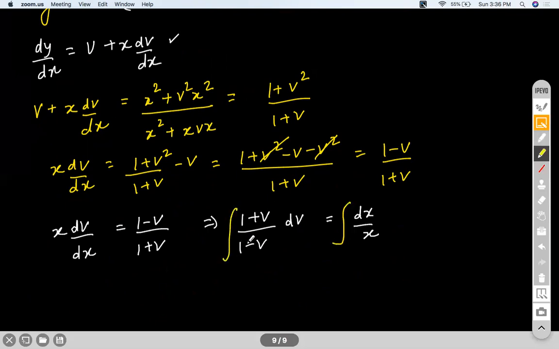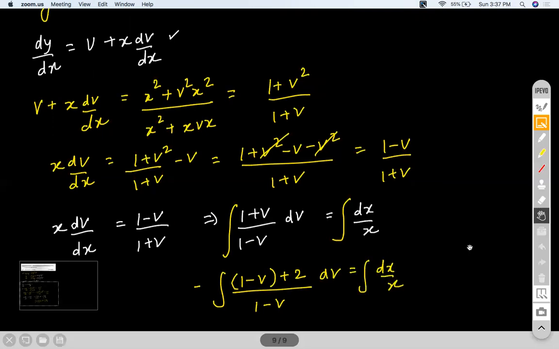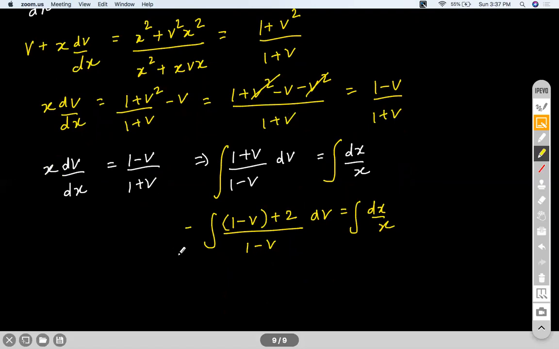Okay, how do we integrate this? Very simple. We can generate this denominator term on top. So we can write this as minus of 1 minus v. Okay, remember when you're doing that, you already have created v minus 1 on top. So we have to add a 2 here. Okay, again, I'm just using my skills of indefinite integrals, nothing else. Right?